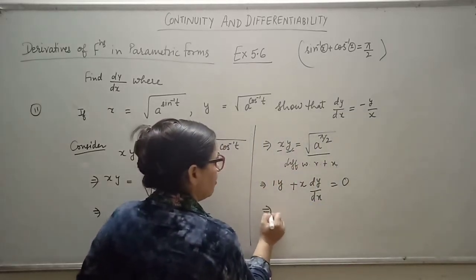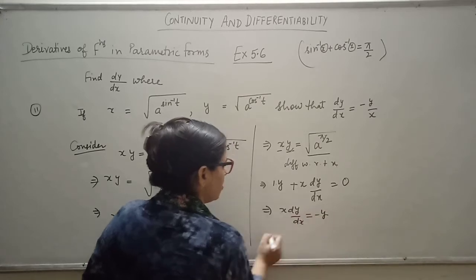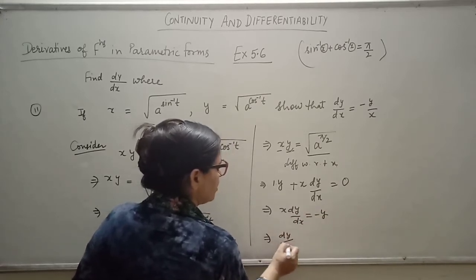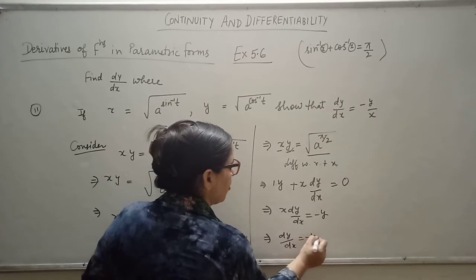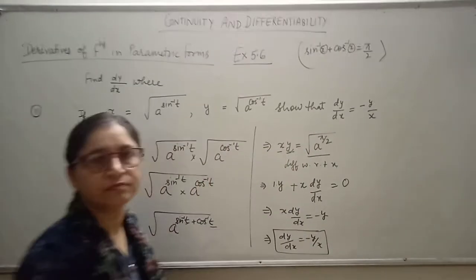So what does it become? y plus x dy by dx is equal to 0, so x dy by dx is equal to minus y. So it becomes dy by dx is equal to minus y upon x. Hence it is proved.